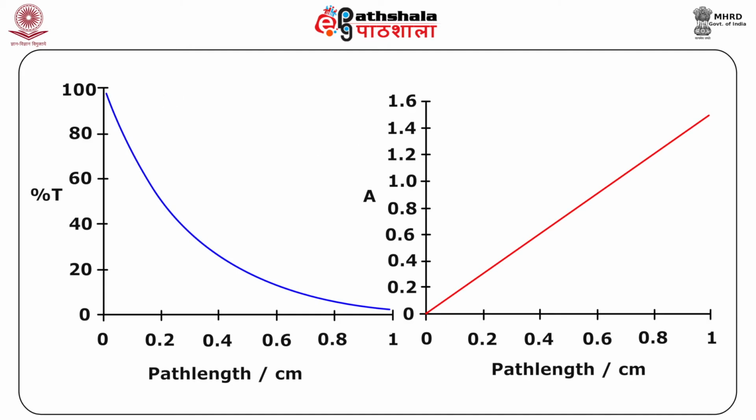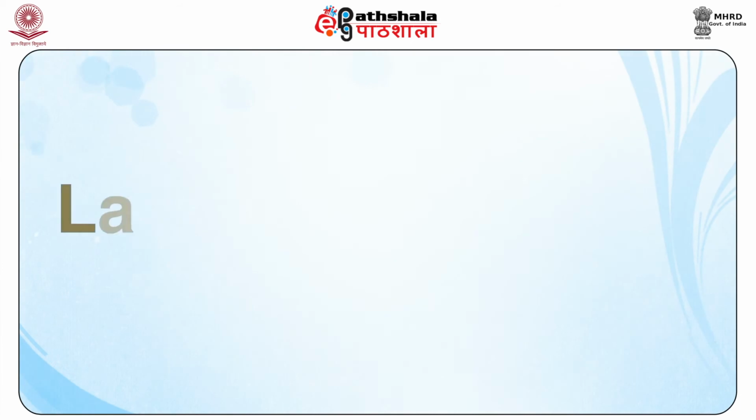On plotting absorption versus path length, a straight line is obtained. Since absorption is negative log of the transmittance, the plot of transmittance versus path length is an exponential decay. This has been represented in the figure. The graphs are very similar to the ones obtained from the Beer's law, as can be seen by comparing figure 4 and figure 5.